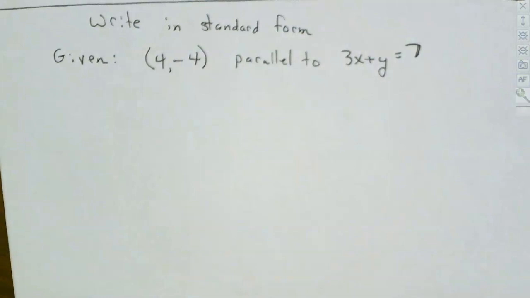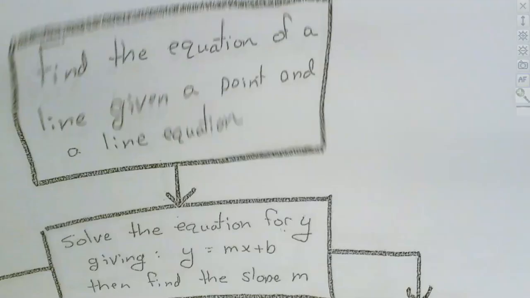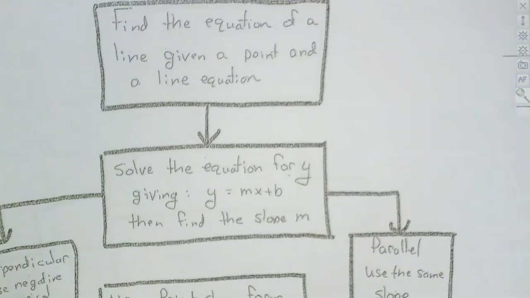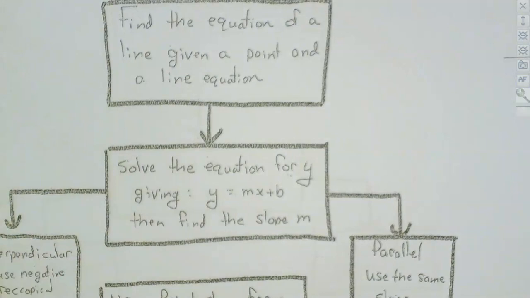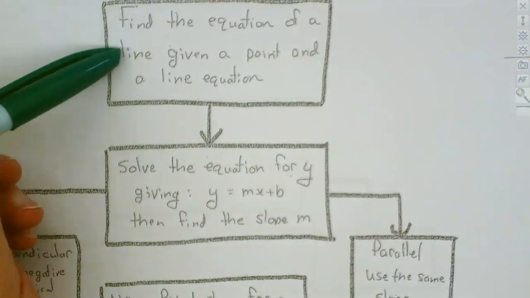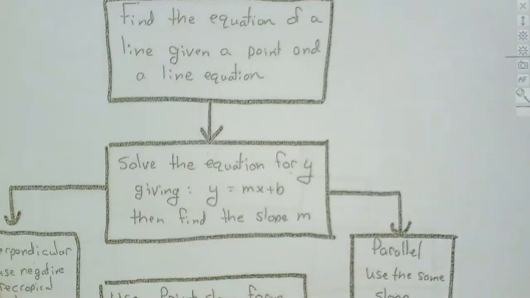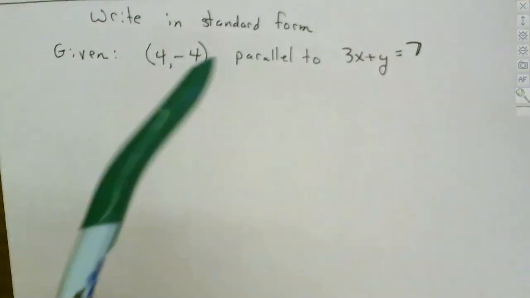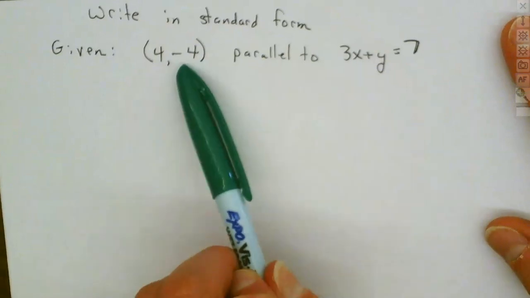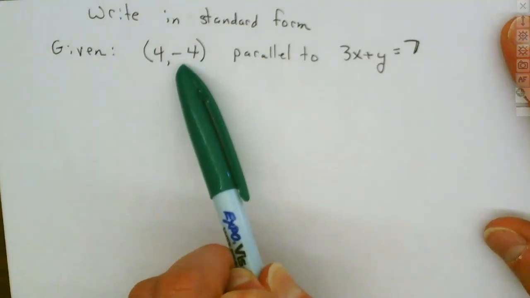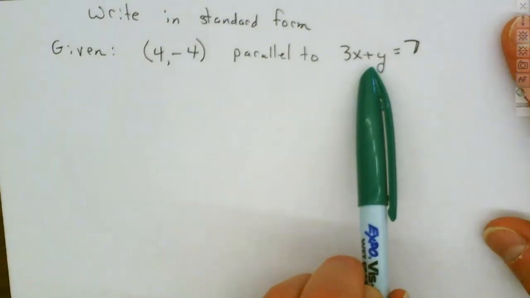Now, what does it say to do? This is the last page in our flowchart. And this is the most complicated one. I think the flowcharts really help. So what does it say to do? Let's make sure we know we're on the right flowchart. The last page says, find the equation of a line when you give it a point and a line equation. Is that what we have? Yes. Okay? Because we have a point, and we have a line equation.